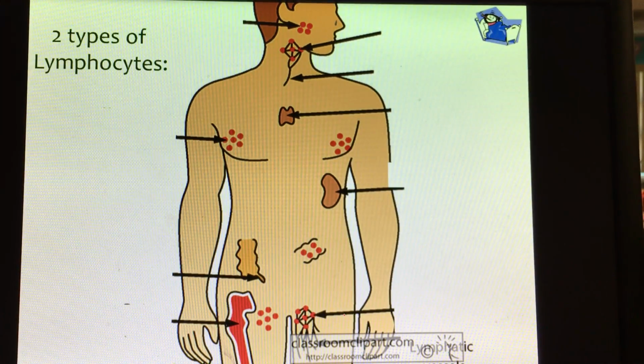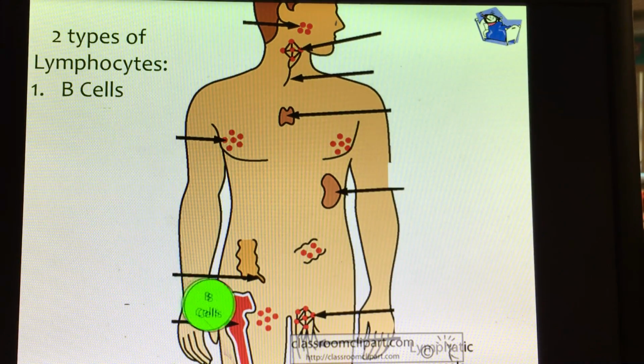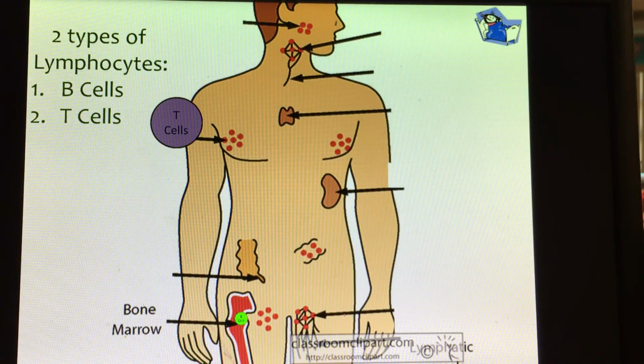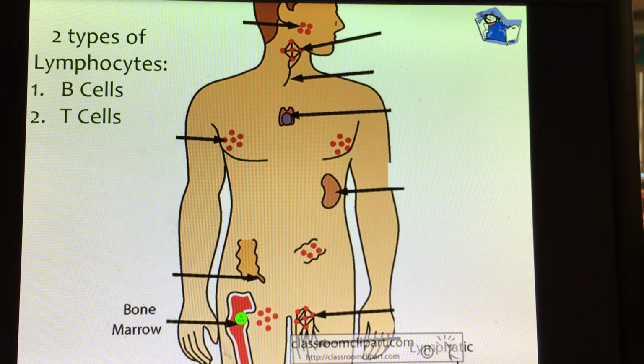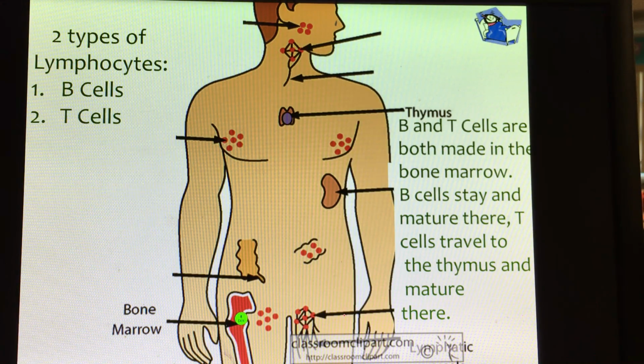Basically, we have two kinds of lymphocytes. We have our B cells, and our B cells are created in our bone marrow, and that's where they'll stay and mature. Then we also have our T cells. Our T cells, T lymphocytes, are also created in our bone marrow. However, they don't stay there. They're actually going to travel to our thymus, and it's in our thymus that they finish their development. So B and T cells are both made in the bone marrow. However, B cells stay there and mature, while T cells travel to the thymus and mature there.